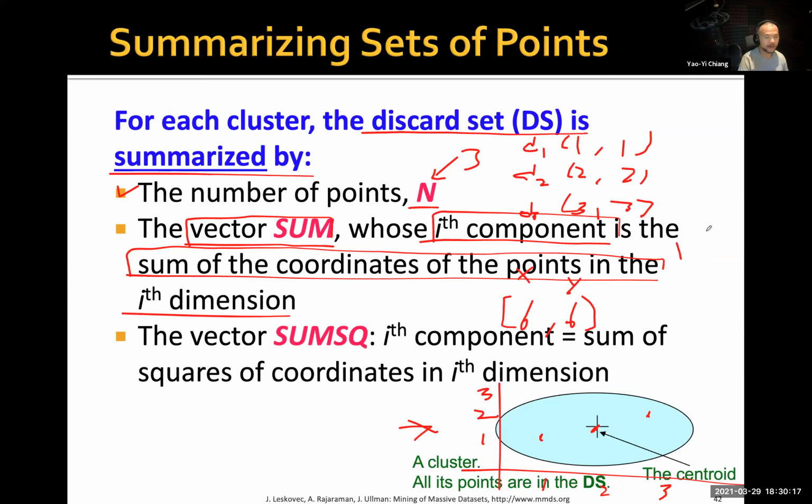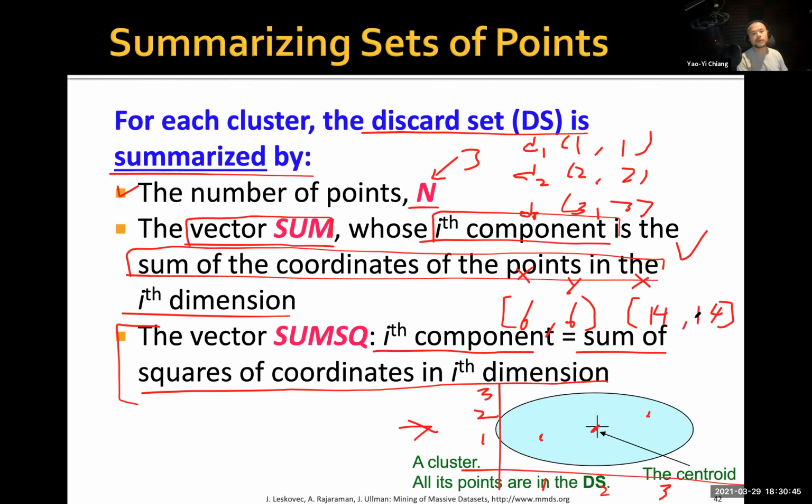Cool. Sum vector. What would be your sum square vector? The ith component in the sum square vector is the sum of the squares of the coordinates in the ith dimension. So what would be the sum of squares for x? 1 plus 4 plus 9, 14. Great. And 14. Okay, cool. Once you generate these summary statistics, you can throw away all the data set here. So we are going to throw away this.